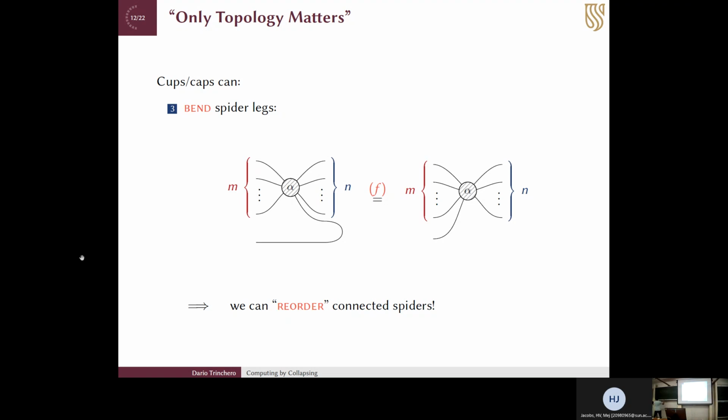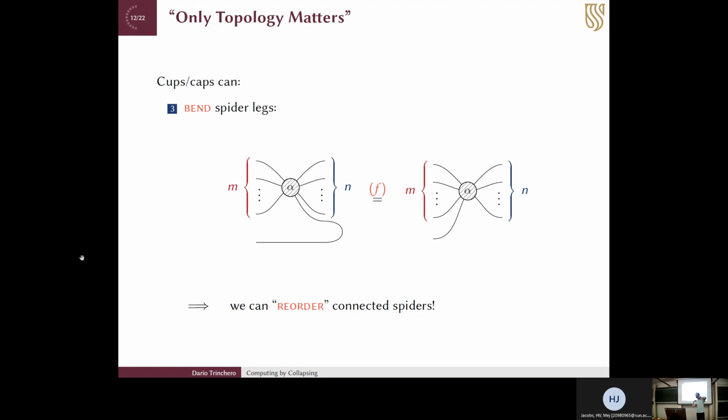Why? Well, because suppose we have two spiders connected in, say, this order. I can introduce a cup, cap, cup over here, which cancels with the cap over here, so I've done nothing. But this is now a spider with a bent leg. And this is a spider with a bent leg, so it turns into that. And here, presto, I've reordered it.